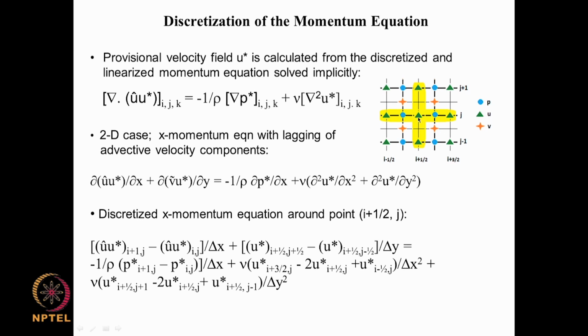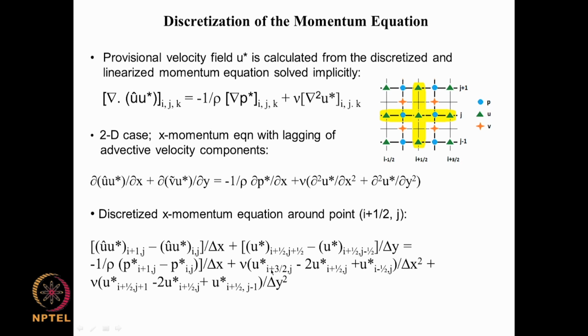And pressure gradient at this point is written as P I plus half minus P I minus half divided by delta x. Okay. So this one is evaluated as P at this point minus P at this point divided by delta x, and this is done using central differencing.